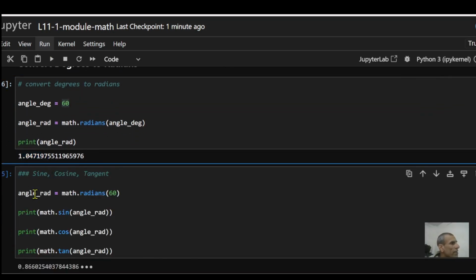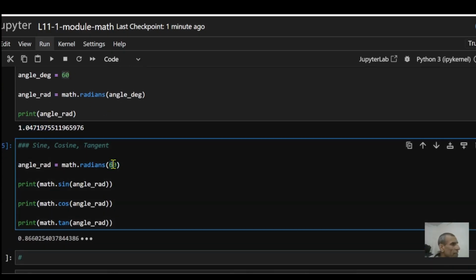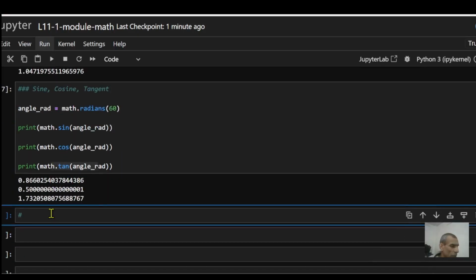Suppose now you have to calculate sine, cosine, and tangent of each one of these angles. Suppose your angle is 60 degrees. The first thing you do is convert into radians. That's what this line does, and then you print out the sine of 60 degrees, cosine of 60 degrees, and tangent of 60 degrees. And when I run this, it's going to print out its corresponding values over here.